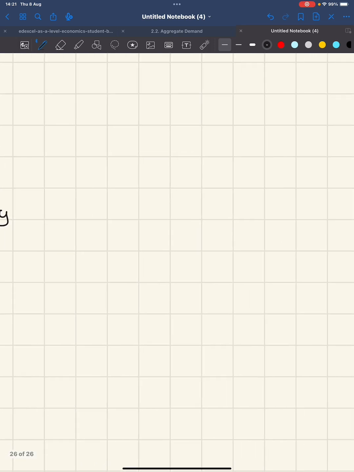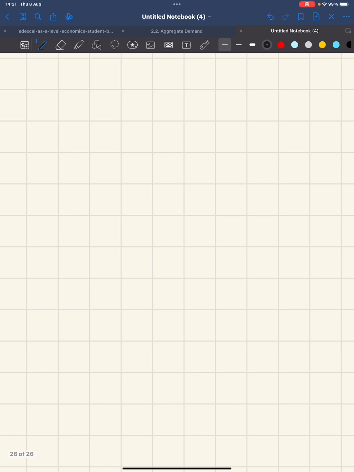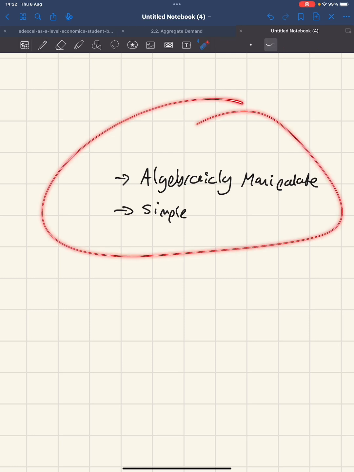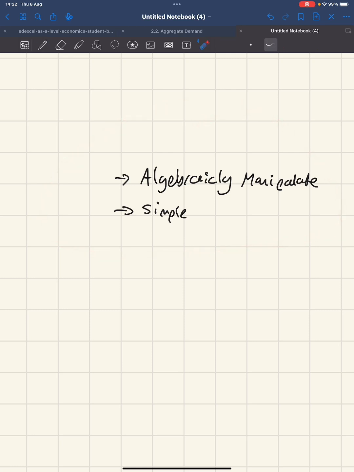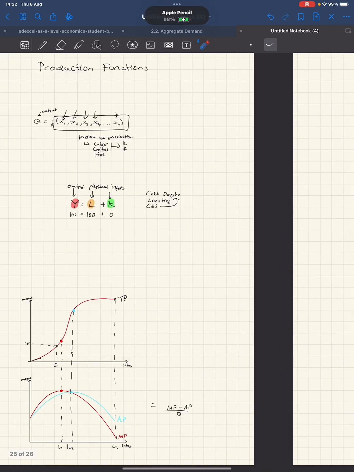But despite all the many problems with it, people still use it because it's very easy to algebraically manipulate, as we just saw when we took the marginal product and average product. And they're also just simple. That's why people still use them to this day, even though they were made around the 1900s. That's pretty much it. That's just an introduction of what we'll need.